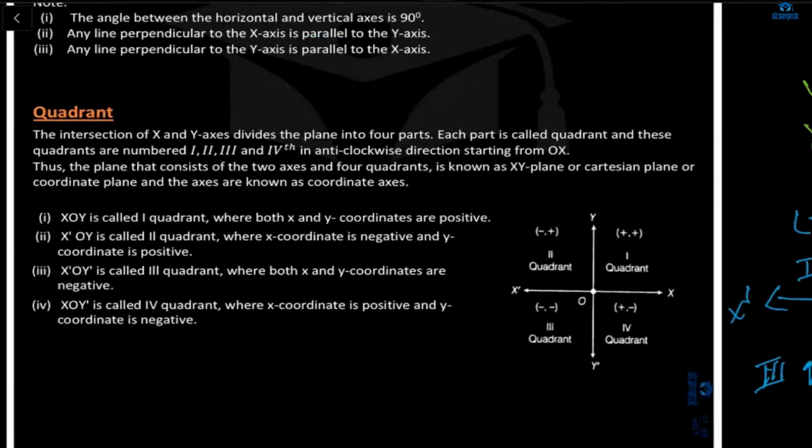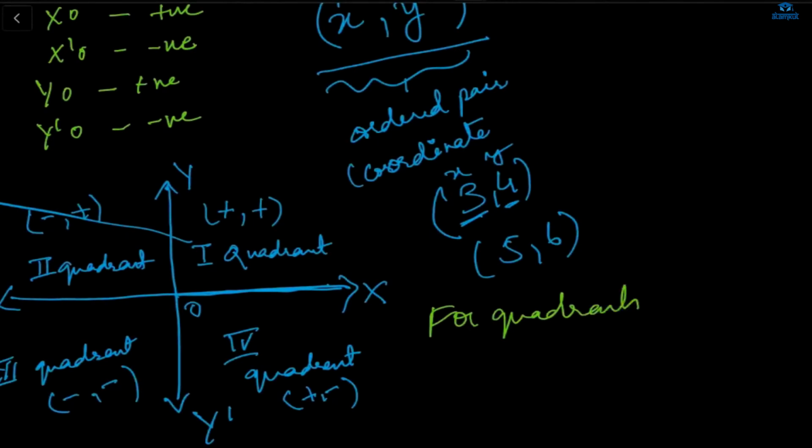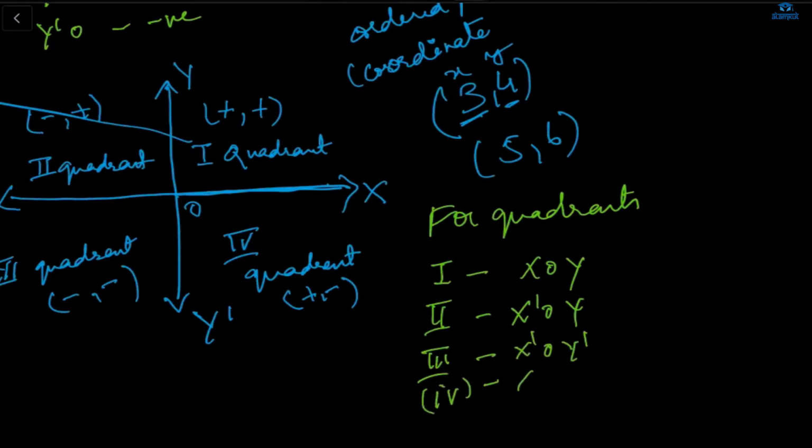What are the 4 coordinates? First is your XOY. 4 quadrants. First will be your XOY. Second will be your X dash OY. Third will be your X dash OY dash. And fourth will be your XOY dash.